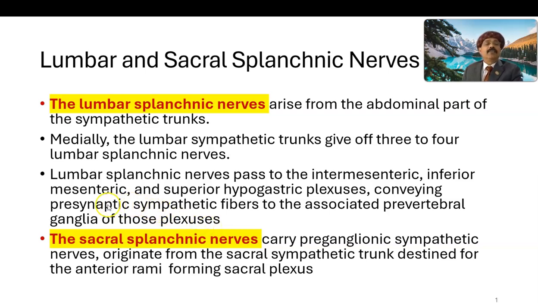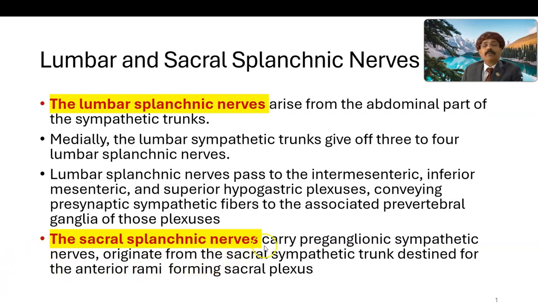So this contains presynaptic sympathetic fibers associated with prevertebral ganglia of those plexuses, like the superior mesenteric plexus, inferior mesenteric plexus, intermesenteric plexus, and hypogastric plexus. There will be postganglionic fibers arising from those plexuses and the ganglia.